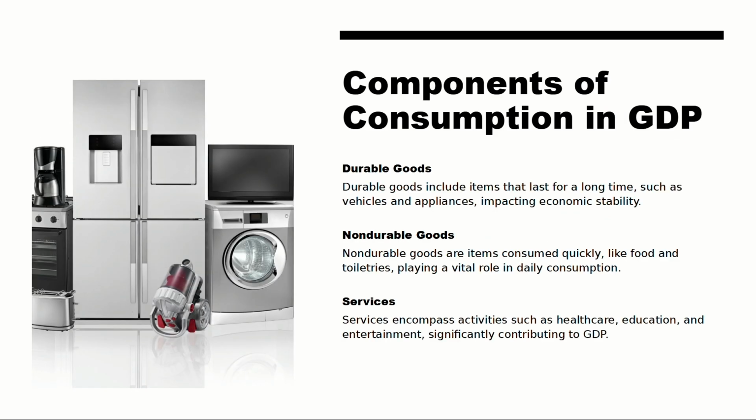Components of consumption in GDP. Durable goods. Durable goods include items that last for a long time, such as vehicles and appliances, impacting economic stability. Non-durable goods. Non-durable goods are items consumed quickly, like food and toiletries, playing a vital role in daily consumption. Services. Services encompass activities such as healthcare, education, and entertainment, significantly contributing to GDP.